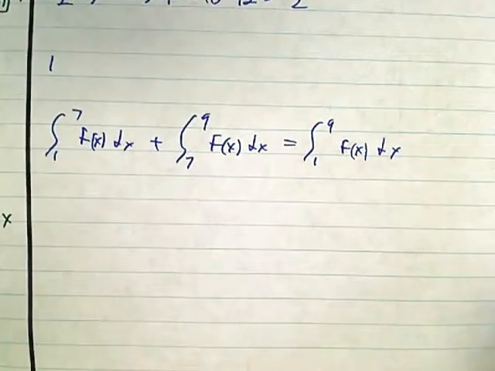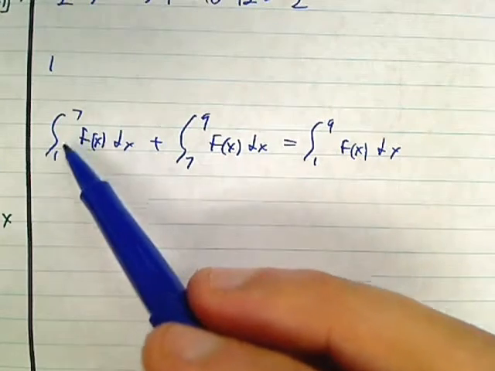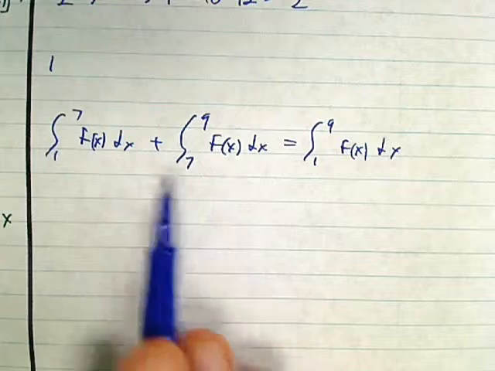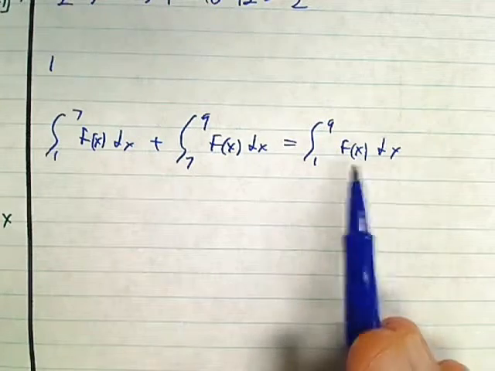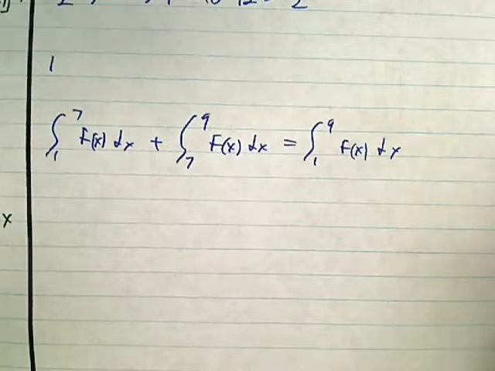But think about what this is saying. This is saying if you take the area between 1 and 7 and add it to the area between 7 and 9, that's the area between 1 and 9. Well, no, duh. It's just taking those two areas and adding them together.